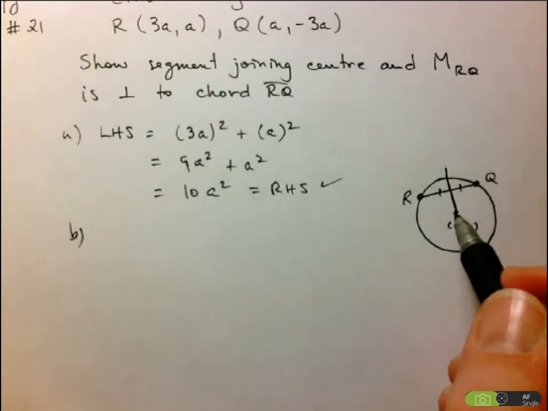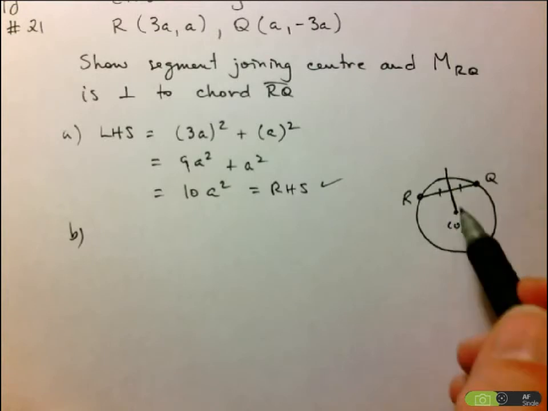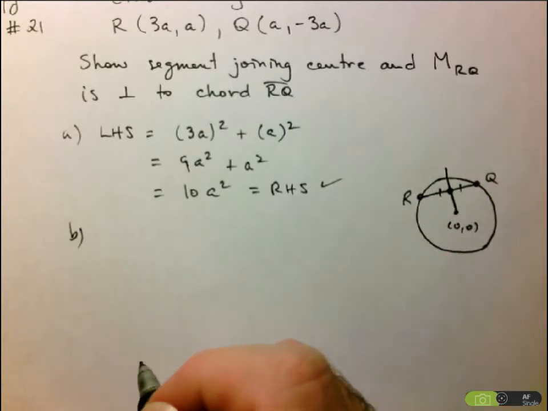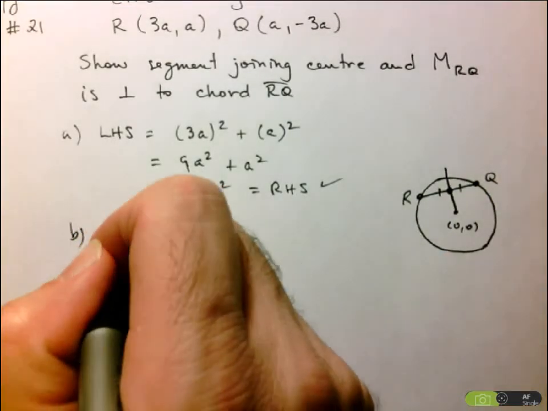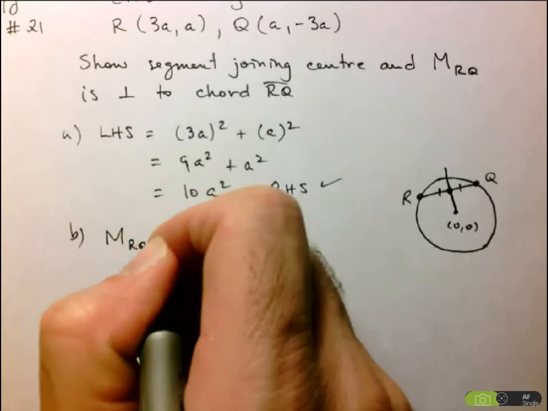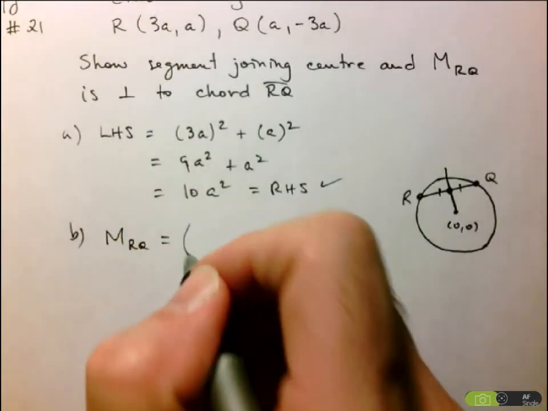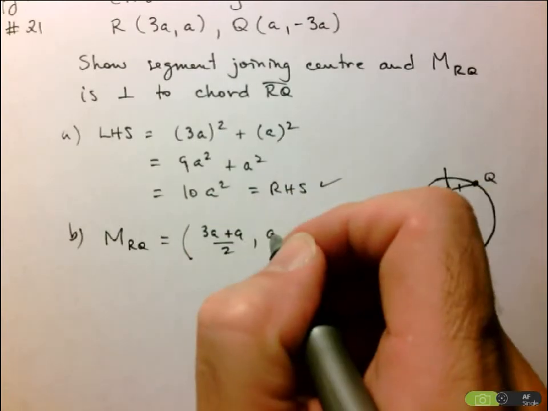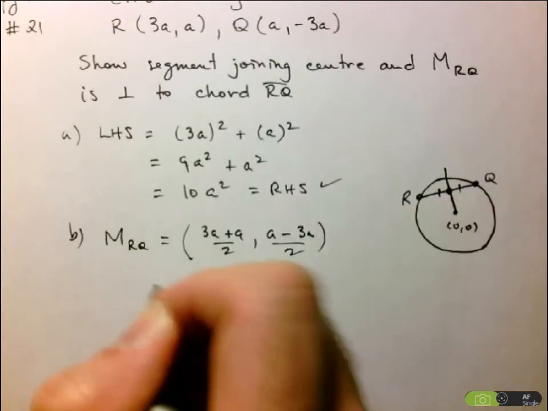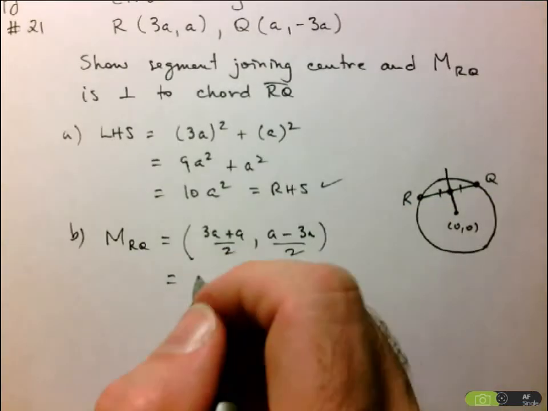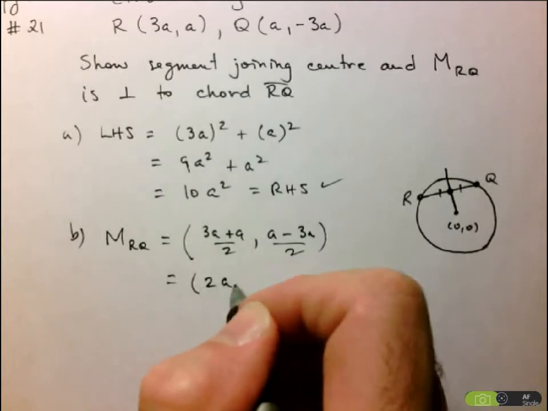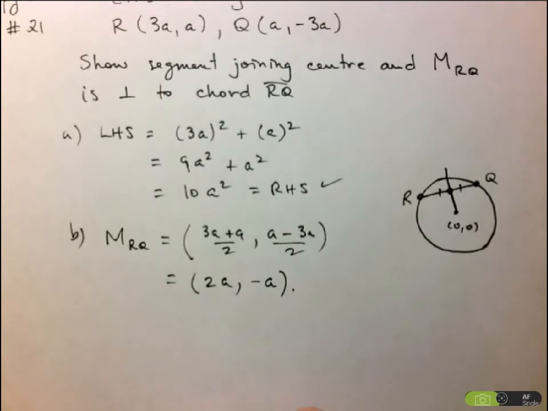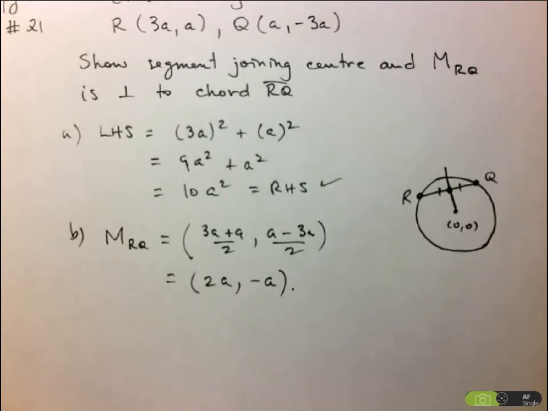In order to find out whether they're perpendicular, we'll need to find the slopes of these two lines. So the first thing we'll have to do is calculate this midpoint. So let's do that first. The midpoint of RQ: let's add the x components, so we have 3a plus a over 2, and then add the y components, a minus 3a over 2. That gives us a midpoint of 3a plus a is 4a over 2, so that's 2a, and a minus 3a, negative 2a over 2, negative a. So here's our midpoint.